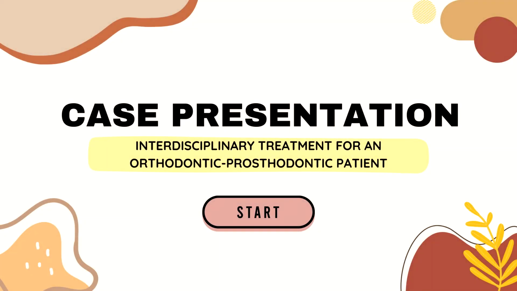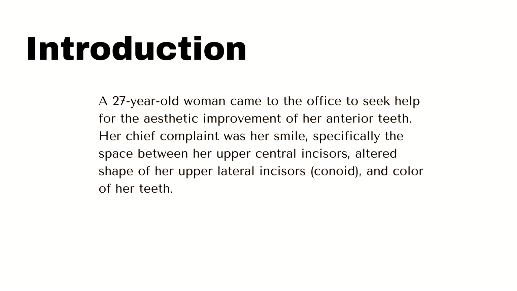A case presentation about interdisciplinary treatment for an orthodontic-prosthodontic patient. In this case, a 27-year-old woman presented in the clinic with aesthetic complaints regarding her smile and anterior teeth. She had a diastema between her maxillary central incisors, cone-shaped maxillary lateral incisors, and stained teeth.